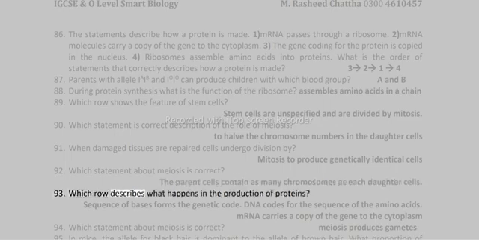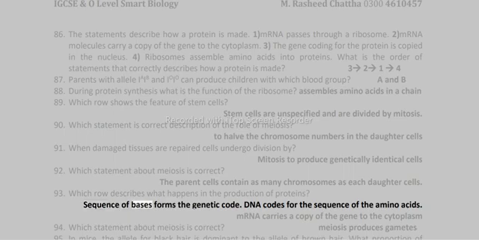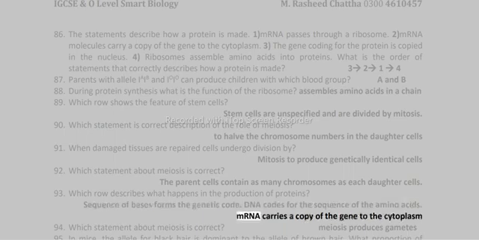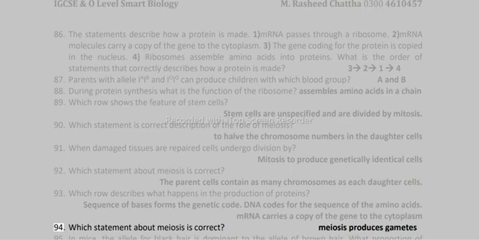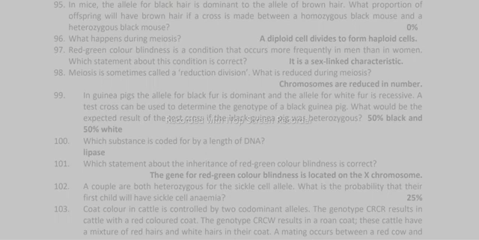93. Which row describes what happens in the production of proteins? Sequence of bases forms the genetic code. DNA codes for the sequence of the amino acids. mRNA carries a copy of the gene to the cytoplasm. 94. Which statement about meiosis is correct? Meiosis produces gametes. 95. In mice, the allele for black hair is dominant to the allele for brown hair.